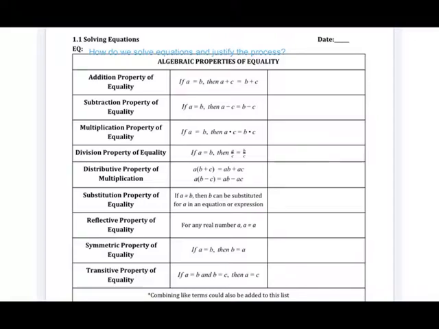Okay, today we're going to be talking about 1.1 solving equations. And our essential question is, how do we solve equations and justify the process? You have probably been solving equations in one way or another since elementary school.